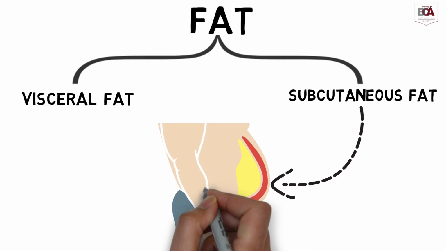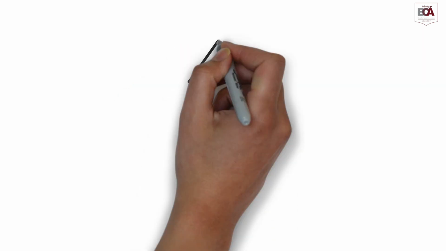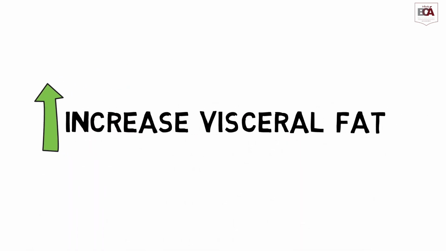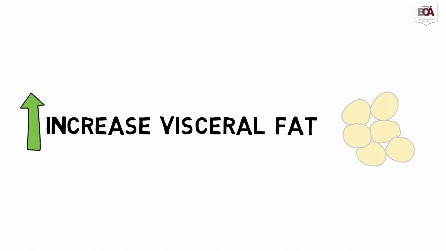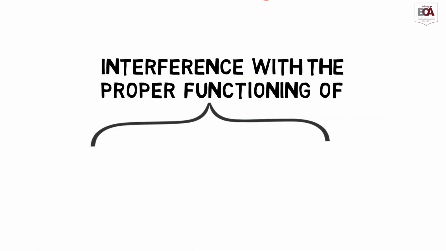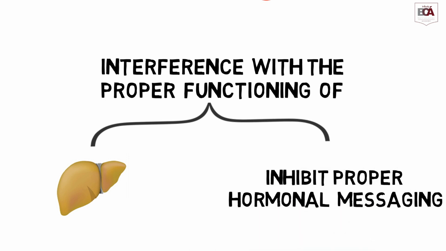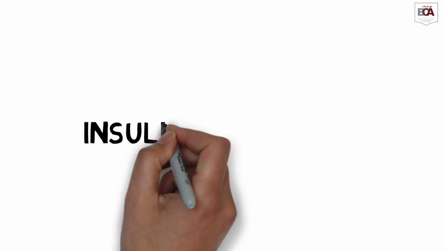Visceral fat is just like the name implies, fat found in your visceral section. This fat accumulates around your organs and intestines in your tummy area, deep within your body. Why is it not good to have a big visceral fat percentage? Having a big visceral fat percentage in your body can cause a serious interference with the proper functioning of the liver as well as inhibit proper hormonal messaging between the body's vital organs.